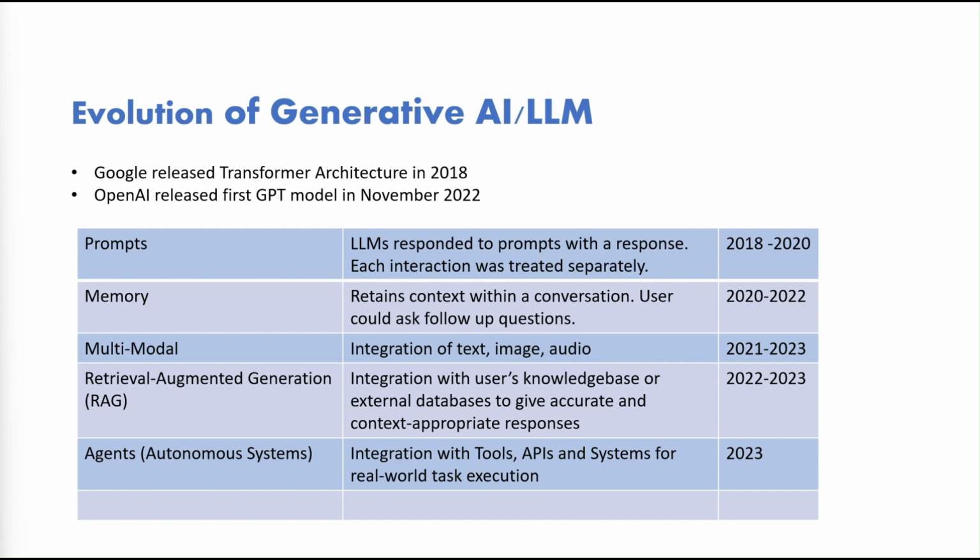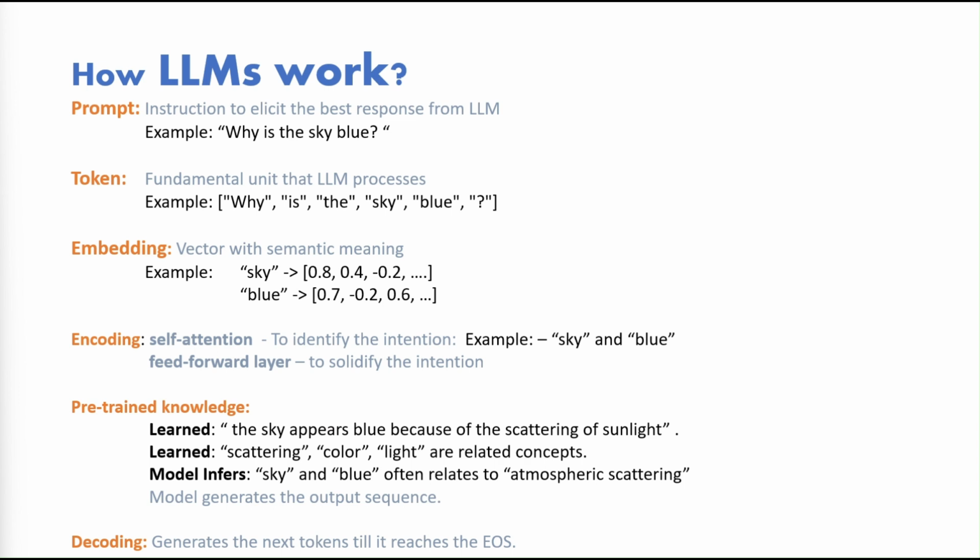Now let us look at how LLMs work. A lot of information is packed into this slide. LLMs are trained on massive amounts of data, something like the whole of Wikipedia or even the entire web. During training, the model creates a vocabulary from the training data. And it assigns a probability to each word or token in the vocabulary.